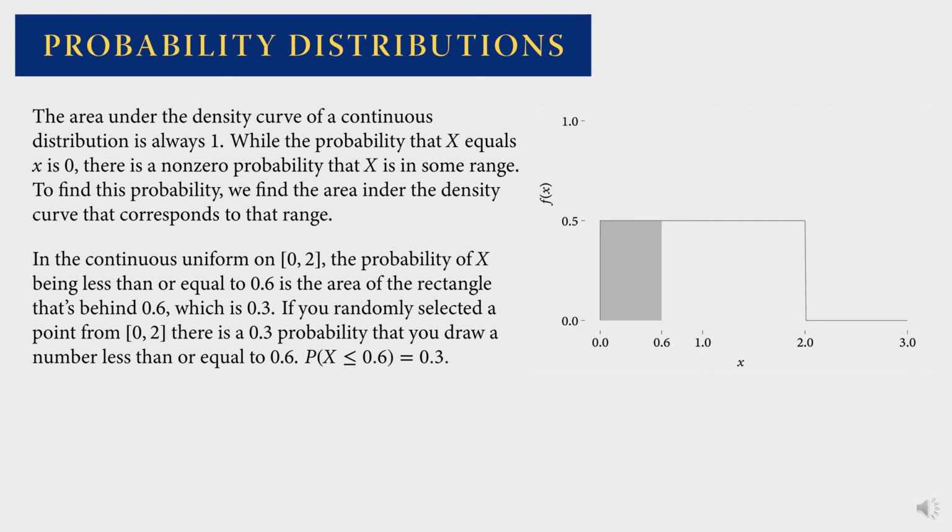Now, like I said, the probability that X equals some number is 0. But we can still find the probability that X is in some range by comparing the area of the range to the whole. For this distribution, the probability that X is less than or equal to 0.6 is the area of the rectangle behind 0.6. We have a rectangle with base 0.6 and height 1/2. Base times height is 0.6 times 1/2, which is 0.3. So the probability of drawing a number less than or equal to 0.6 in this situation is 0.3.